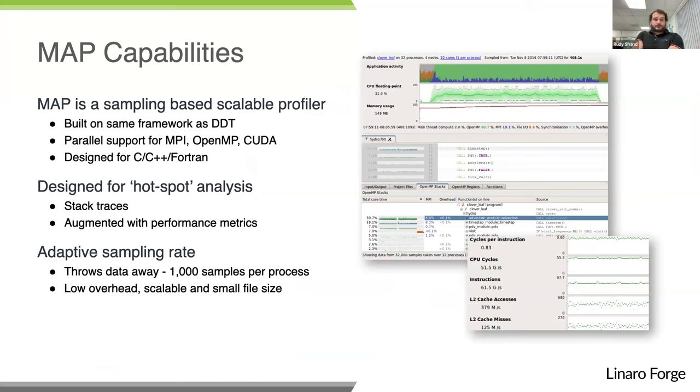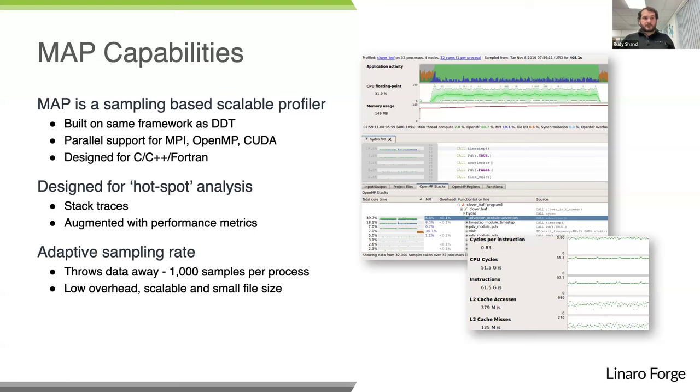So MAP, we said MAP is a sampling-based profiler. It's built on the same framework as DDT, and it's designed for this hotspot analysis. So you can see there's a hotspot in IO. That's something you might want to focus on, or you can see there's a hotspot in some of your memory accesses, and you can think of ways of how you could improve that.